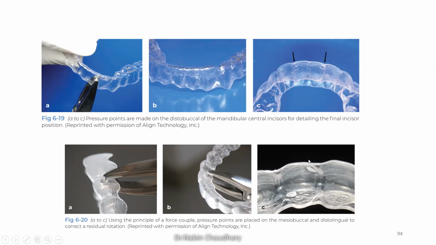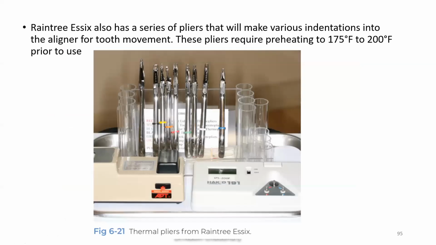And we can also place a couple force during the finishing stages. For example, the couple force is applied with a pressure point on the distobuccal aspect, and on the lingual side, the mesiolingual side, the pressure point is placed. So we can move the tooth into the desired position. And there is also a series of pliers given by the Rentry Essex company, and these various pliers will help us to make various indentations into the aligner for tooth movement during the finishing stages.